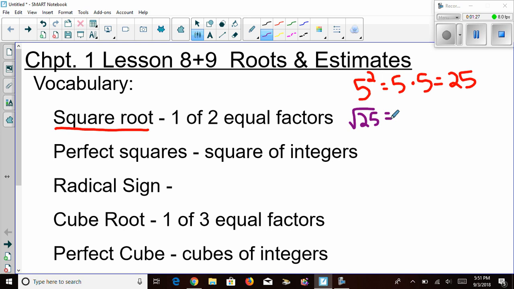But if I want to find the square root of 25, I'm going to go back and look at its two factors, the 5 and the 5. In this case, they are equal, or they are the same factors. So to say the answer is square root of 25, I'm simply going to say 5. The square root of 25 is 5.